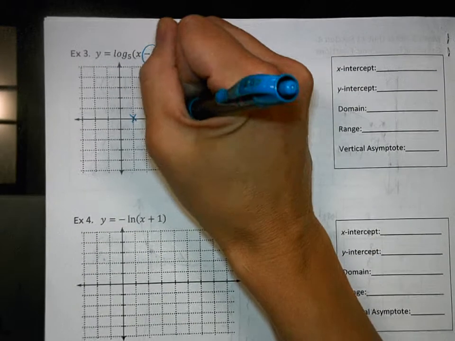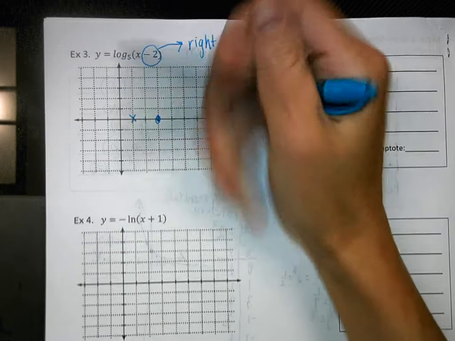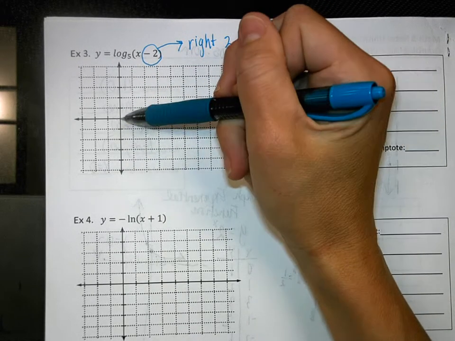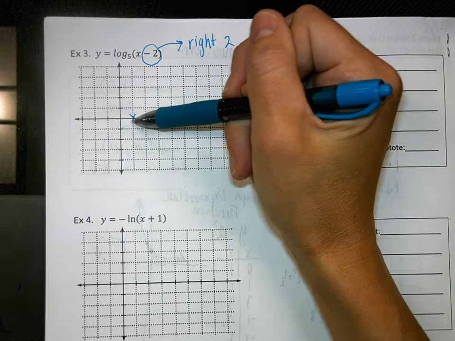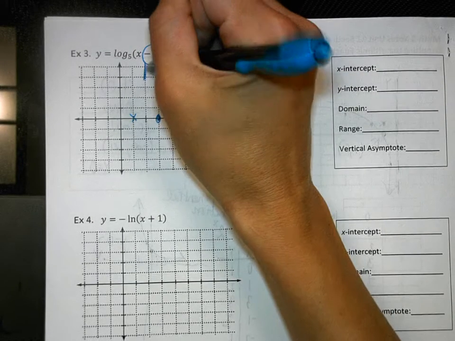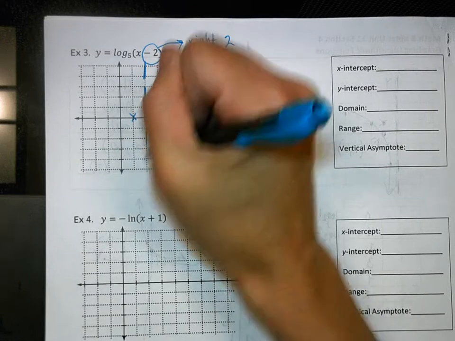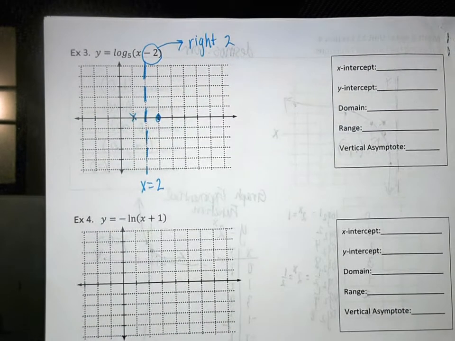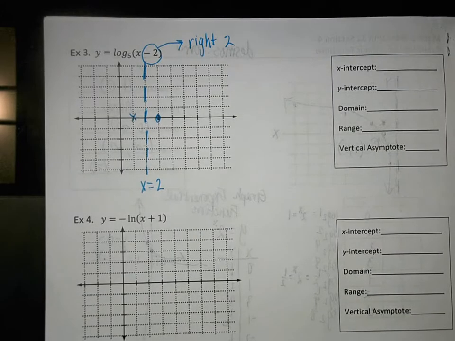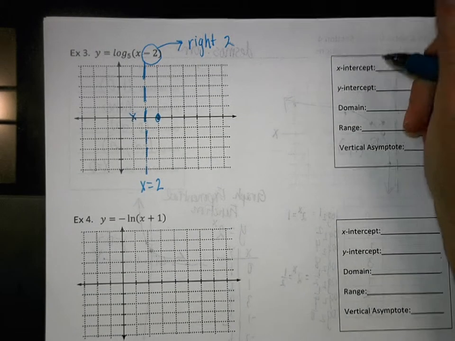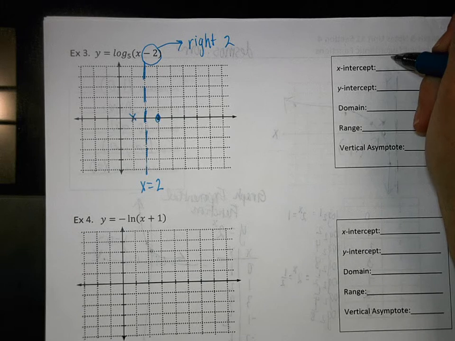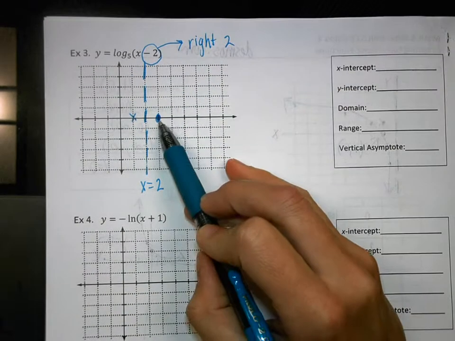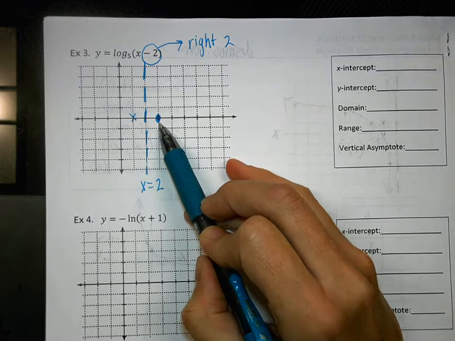So this is actually where I'm at. My asymptote is always at x equals 0, but then because I'm moving right 2, I have to move the asymptote also right 2. So here is now my asymptote. And that's at x equals 2. What is my x-intercept? What is this ordered pair right here? This is 3, 0.